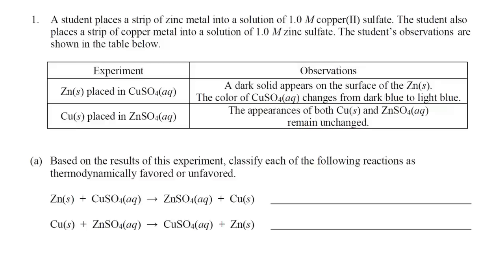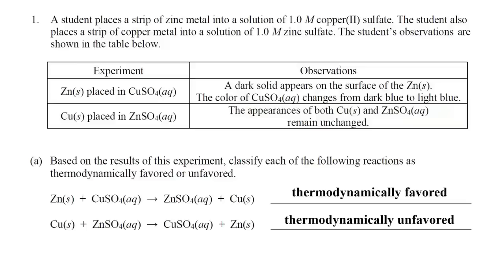So when zinc is placed in a solution of aqueous copper sulfate, a dark solid appears on the surface of the zinc. The color of the copper sulfate solution changes from dark blue to light blue. So that is evidence that a chemical reaction did occur. Therefore, that reaction would be classified as thermodynamically favored. Often in chemistry, when a reaction is thermodynamically favored in one direction, then it would be thermodynamically unfavored in the opposite direction. So when copper is placed in a solution of zinc sulfate, it appears that no chemical reaction occurred. Therefore, that reaction would be classified as thermodynamically unfavored.